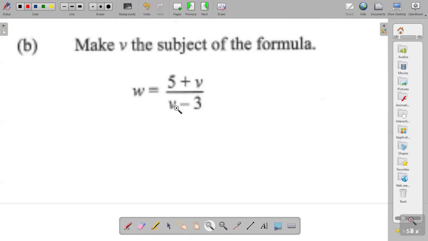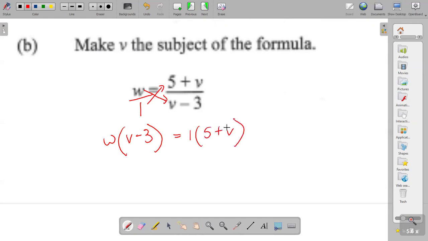Okay? So let's go. All right, so the first thing you're going to do, how do I make this not a fraction? I think I taught this earlier in algebra, so I'm going to do it again. You put this over 1. Then you cross multiply. So you have W times V minus 3 is equal to 1 times 5 plus V. So let's stop here. Everybody see what I did here to change this from fraction form to linear form? If you got it, say got it.